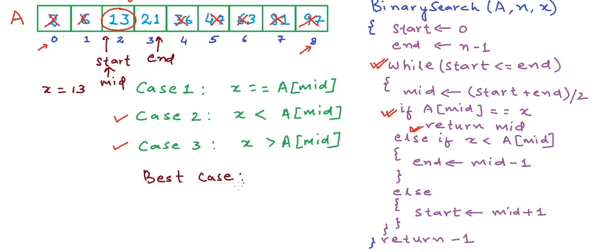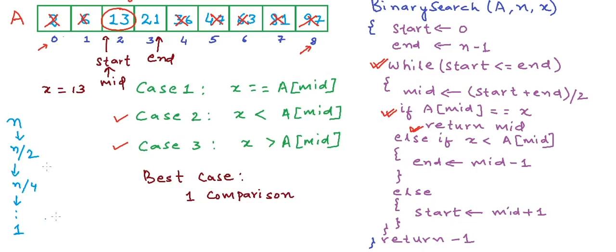Now once again, in this case, in the best case, we can find the element x in just one comparison, when the first middle element itself will be the element x. In the worst case, we will keep reducing the search space till the search space becomes one element. So from n we reduce to n by 2, and from n by 2 we reduce to n by 4, and we go on till our search space becomes 1. Now how many steps does it take? Let's do some maths here.